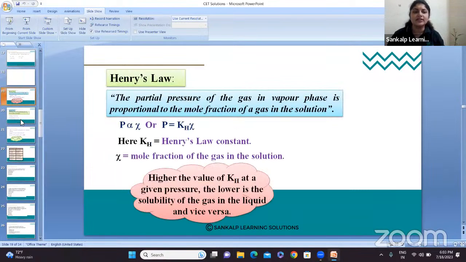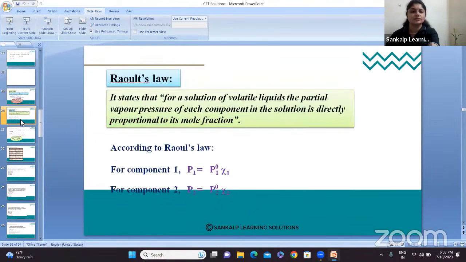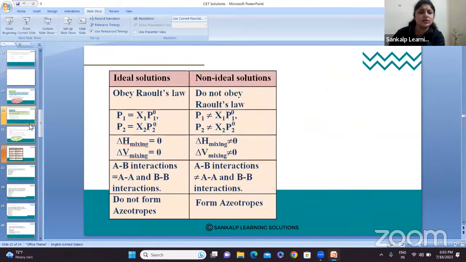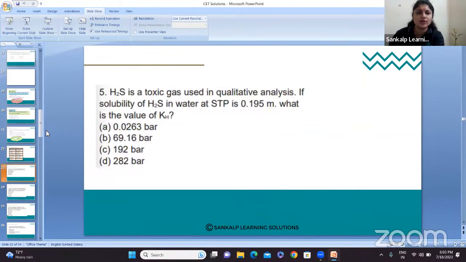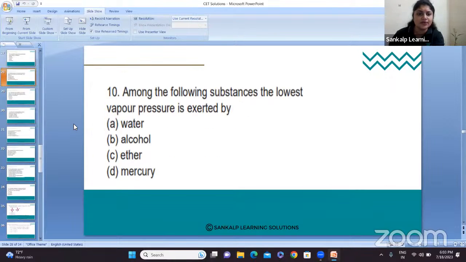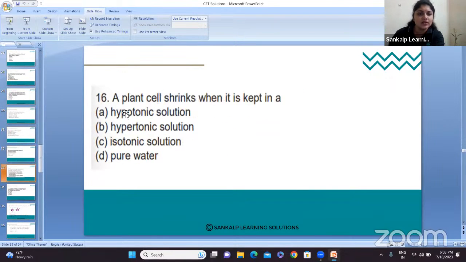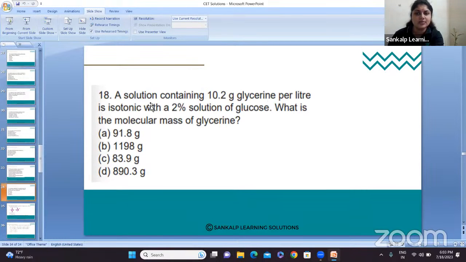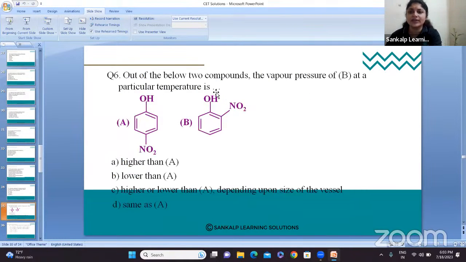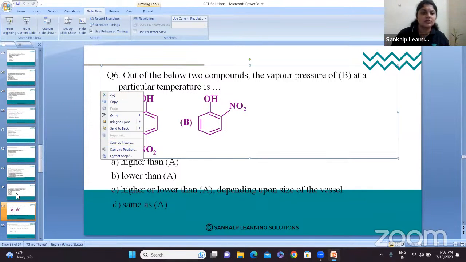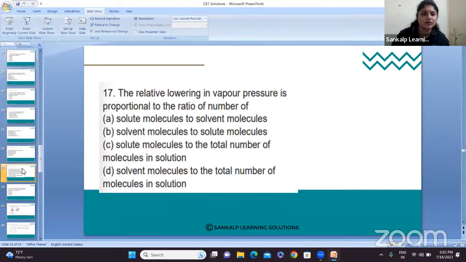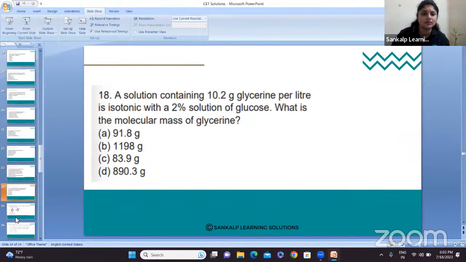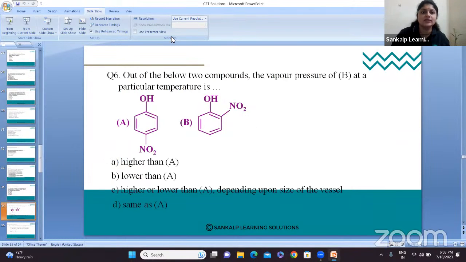After that, we had discussed Henry's law, Raoult's law. Then ideal solutions, what are non-ideal solutions? Based on that also, we have solved some questions. So now, I think we have stopped here, right? This particular question. So we need to start from this question.